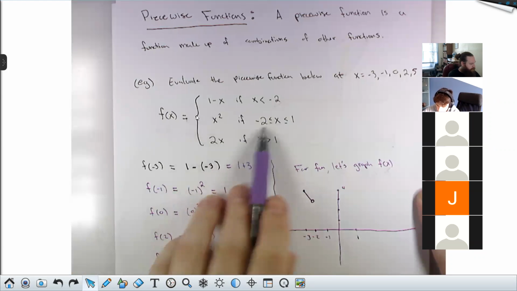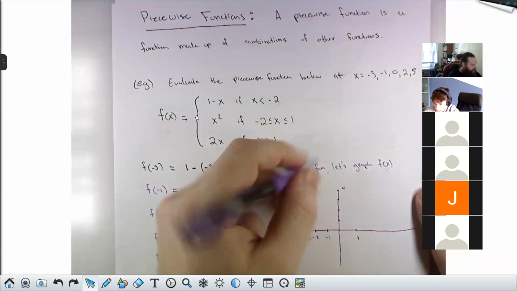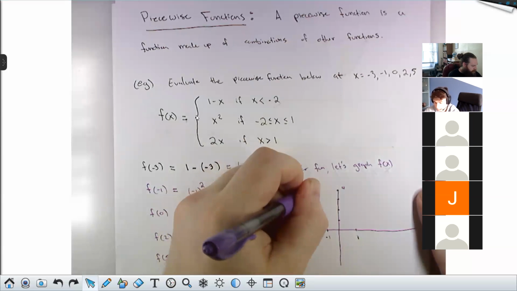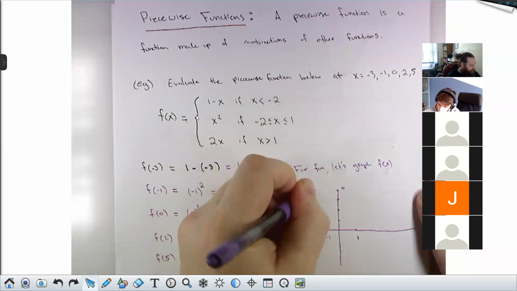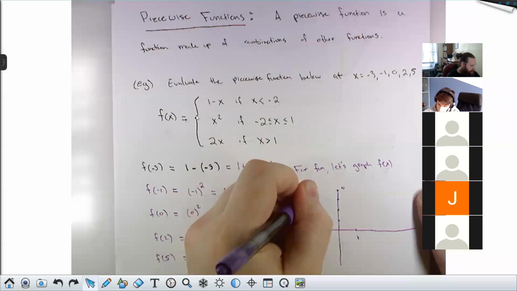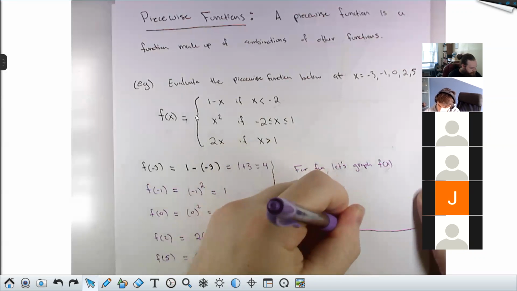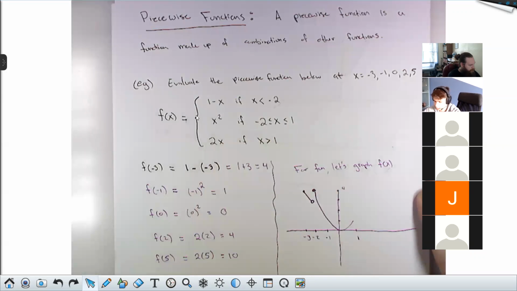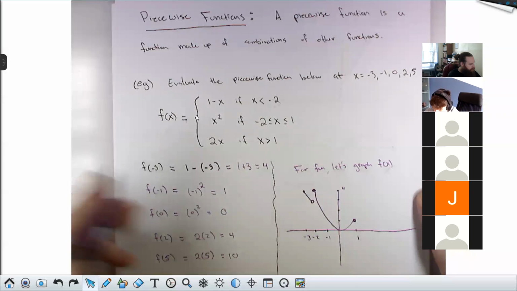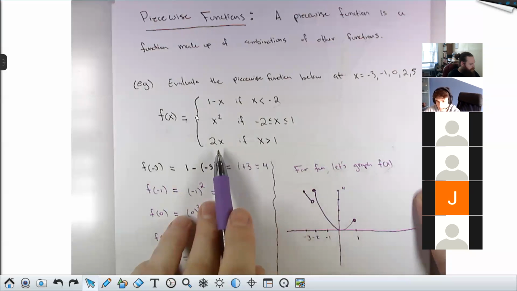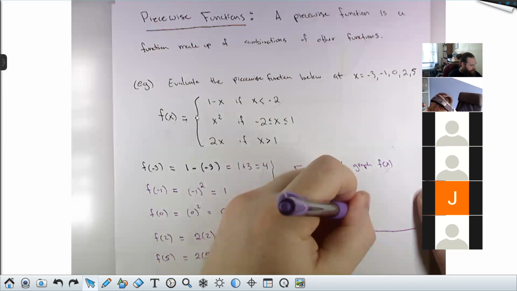Then between -2 and +1, my function behaves like x squared. And the graph of x squared from -2 to +1 is this parabola. And then for x's which are greater than 1, my function behaves like 2x, which is a line with slope 2.